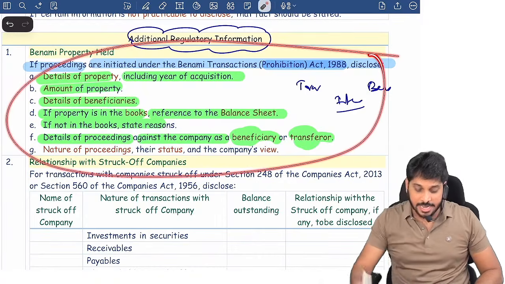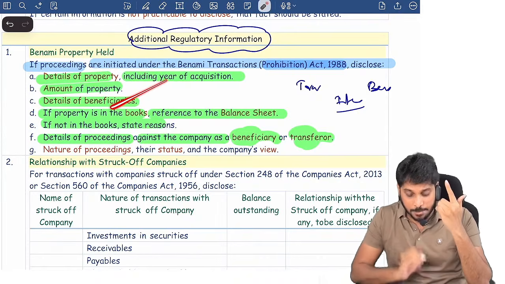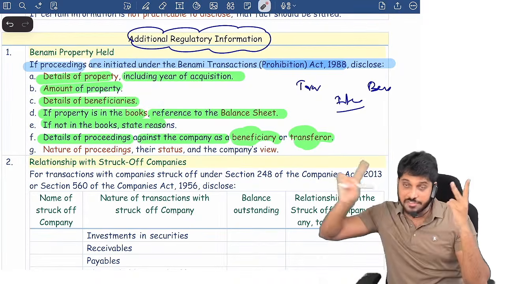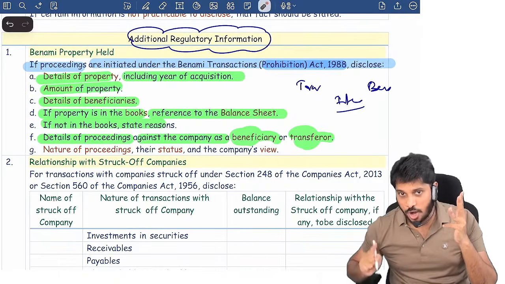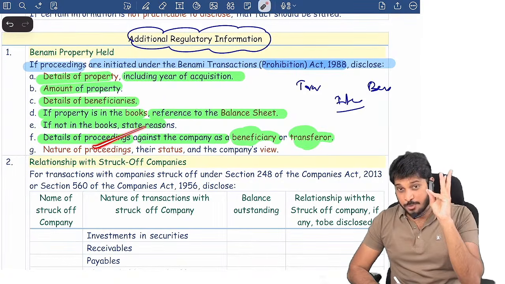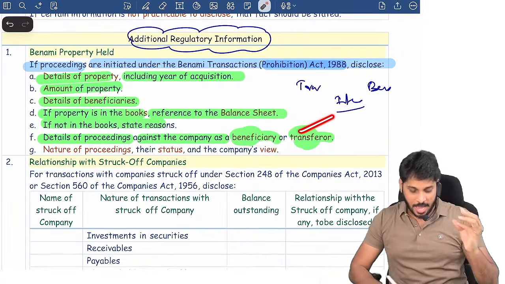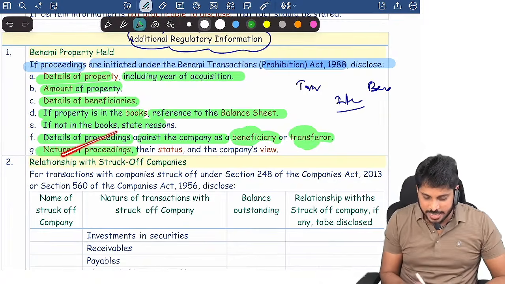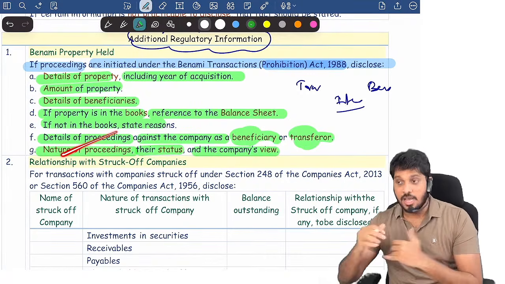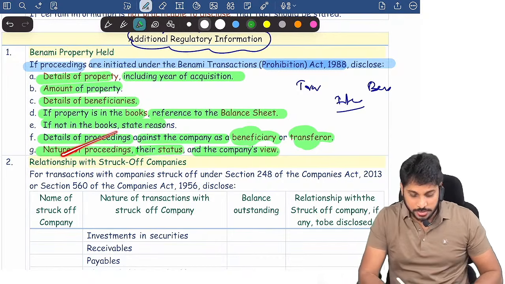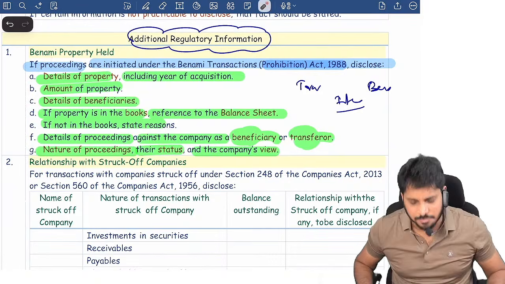Who should give these details? Directors have to give. What details they need to give? What is the details of Benami property? What is the amount of the property? Who are the beneficiaries? If the property is in the books, give reference to the item in the balance sheet. If the property is not in the books, but held in company name only, why it was not held in the books? And details of proceedings. What proceedings were there against the company? Is the proceeding initiated as a beneficiary? Is the proceeding initiated as a transferor? And nature of proceeding. What is the nature of proceeding exactly? And what is its status? And what is the company's view on that? What exactly is the proceeding? Status of the proceeding? What is the company's view on that particular proceeding? So this particular information we need to give as additional regulatory information. I hope you're clear, guys.